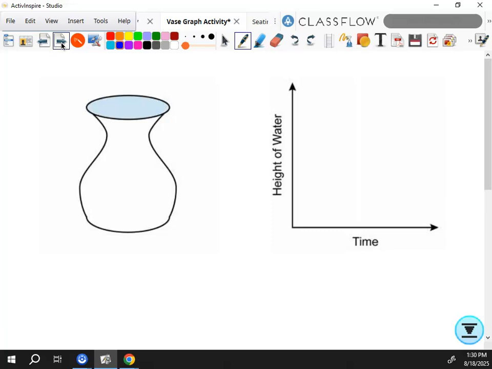I want everybody drawing something. You can hide it from your neighbor if you're insecure, it's all good, but draw something. And if it helps, maybe draw the vase so you can draw the lines in there too.